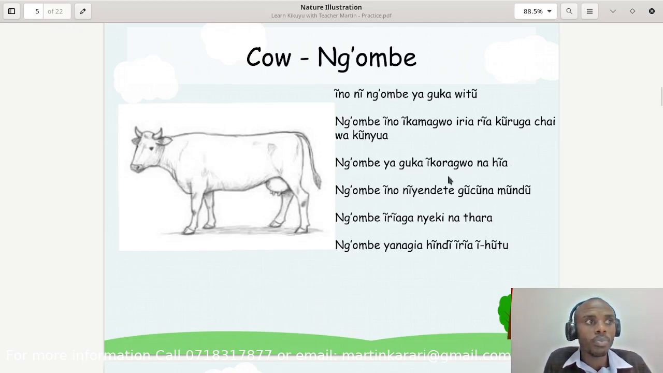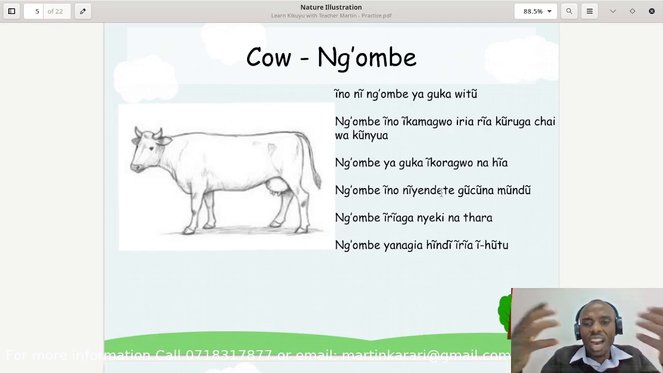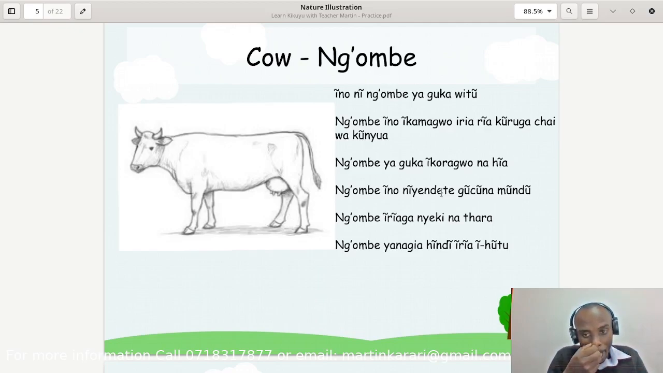Cia ng'ombe. Cow's horns. Ng'ombe eno needete gucuna. Kwenda is to like or love. Kwenda, I like. Nenyedete, if I'm talking about me. Nenyedete, I like or I love. Negwedete, I love you. Neyedete, it likes or it loves. Goshona, to lick. Modo, person.